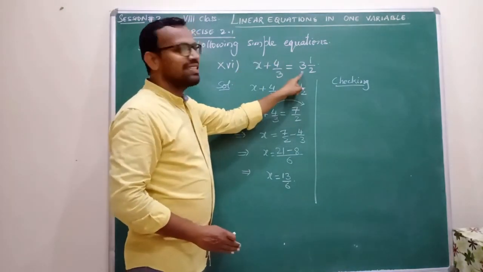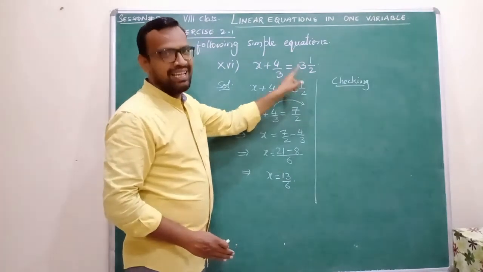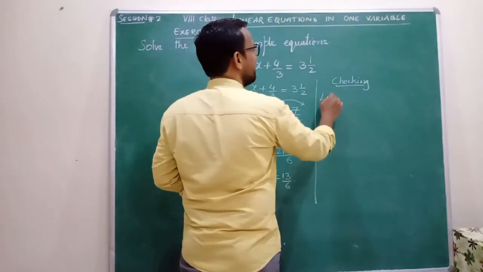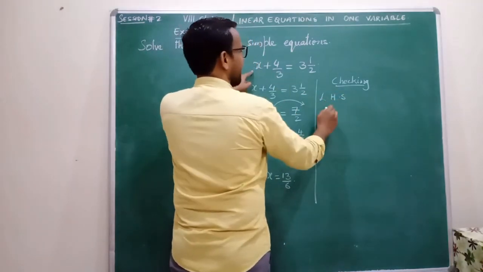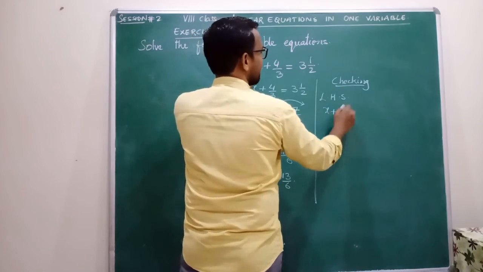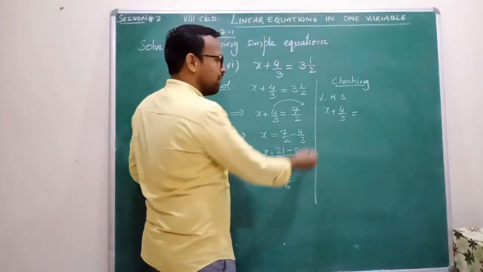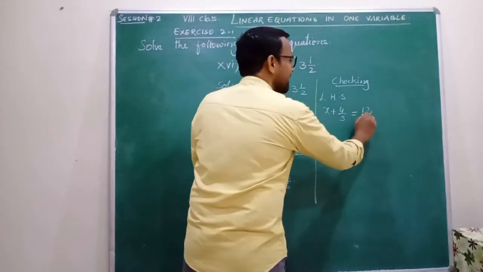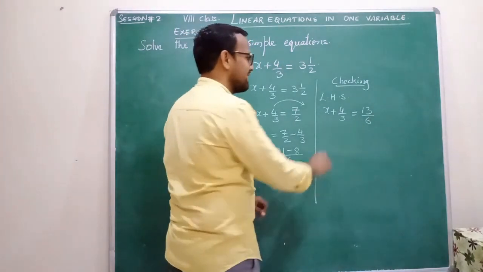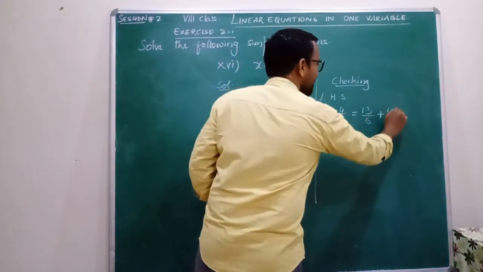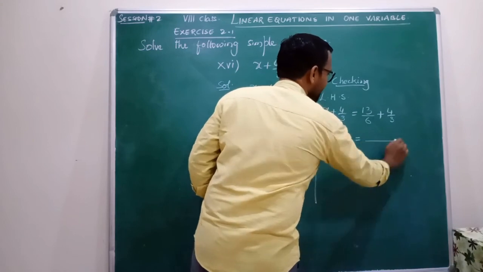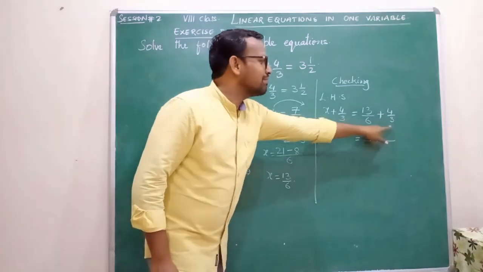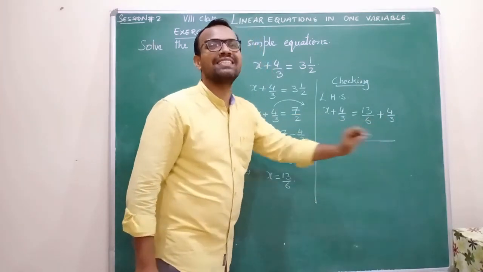If you get the value which is equal to RHS, then your answer will be correct. So let me take LHS here. What is LHS? X plus 4 by 3, which is equal to, what is x value? X value is 13 by 6. So in place of x, I am writing x value 13 by 6 plus 4 by 3. Now, in 3 table will you get 6? Yes, 3 is a factor for 6. So 6 will be LCM, right?